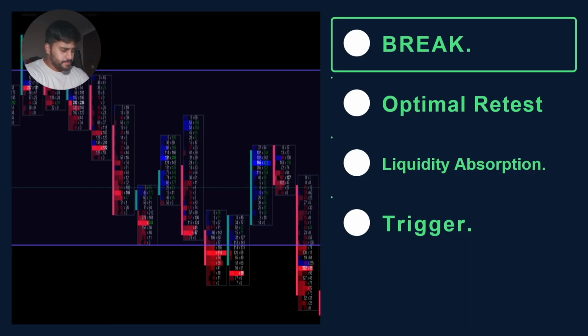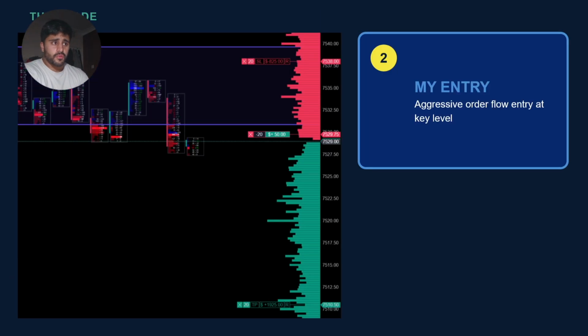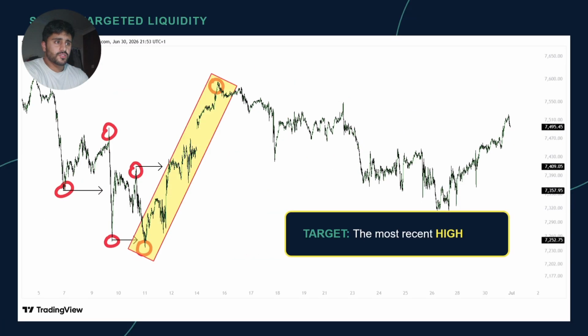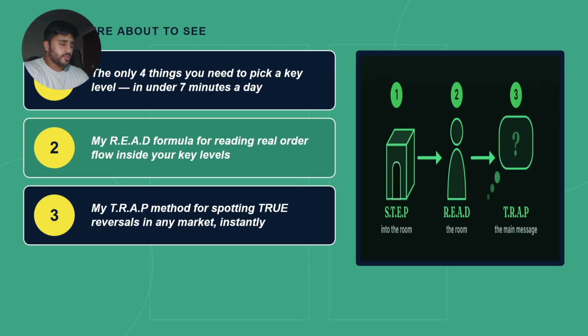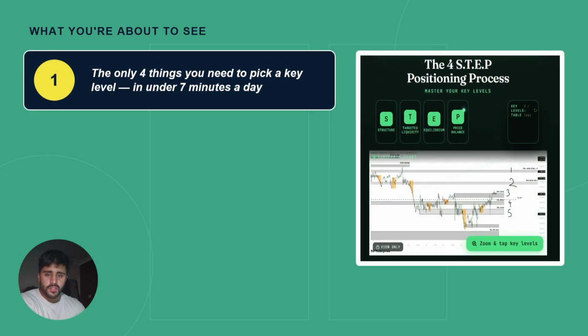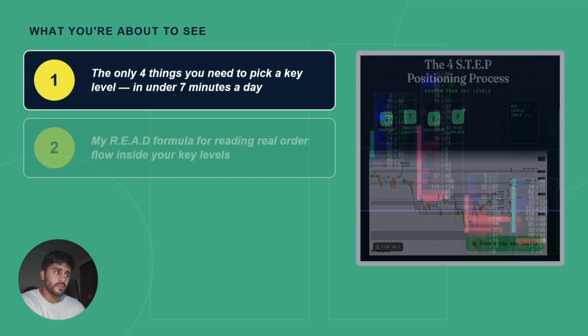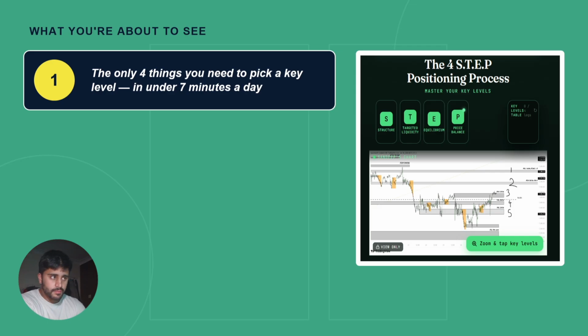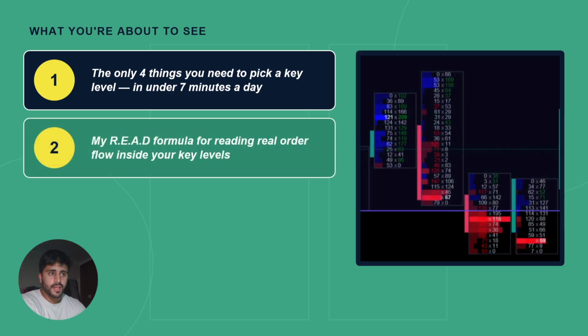Okay, so just wanted to go through a trade recap, breaking that down. Let's go through one more time what we've been through. We went through the 4-step positioning process, the idea of how I find key levels using it. Then we understood order flow: what does the footprint chart represent? What does the blue mean? What does the red mean? What does the left number mean? What does the right number mean? We went through all of that through the reading formula, or the reading recipe.